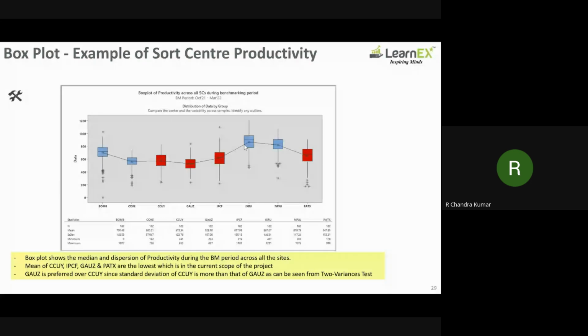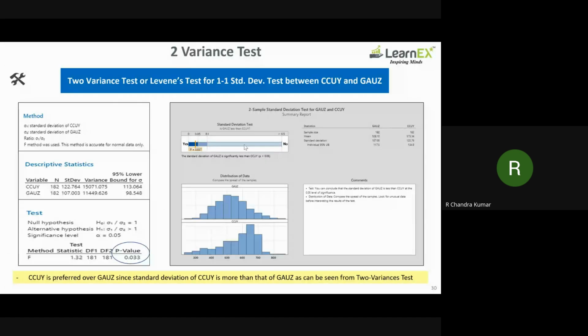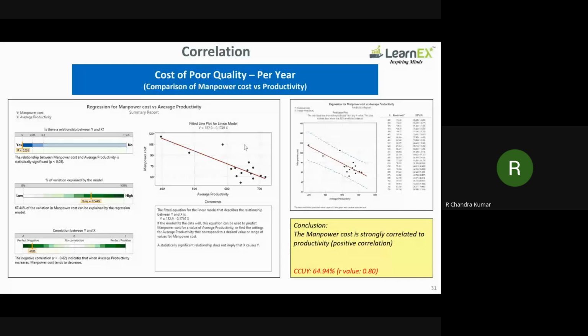Now, a box plot will give you one glance. You can know where it is high, where it is low. Then you can benchmark what is good in the place where it is high, and why in some places it is bad. Okay. Then they did a test of hypothesis, where they tested the standard deviations between two locations, where one is good and another is bad, and they compared the variation. There is a difference. In one place productivity variation is high, in another place productivity variation is low.